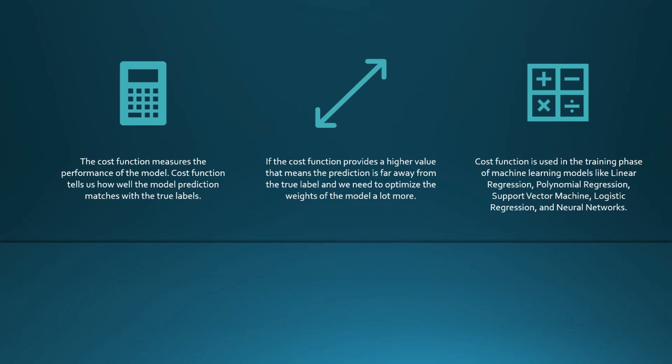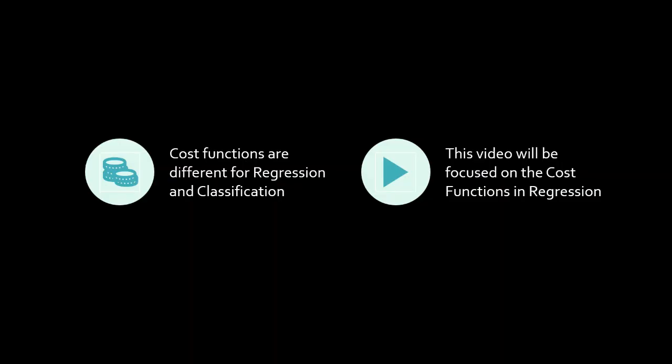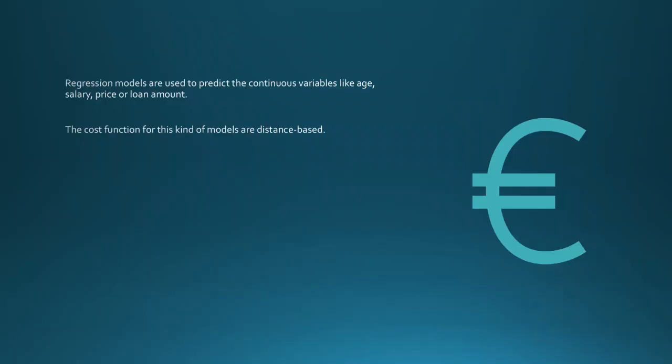In my machine learning series, I used mostly the scikit-learn library to develop the machine learning models, so we didn't actually see what's going on behind the scenes. But all the machine learning models like linear regression, polynomial regression, support vector machine, and logistic regression use cost function for the training phase. As we saw in the last video, neural networks use cost function for model optimization as well. Cost functions are different for regression and classification. In this video, we'll focus on the different cost functions in regression.